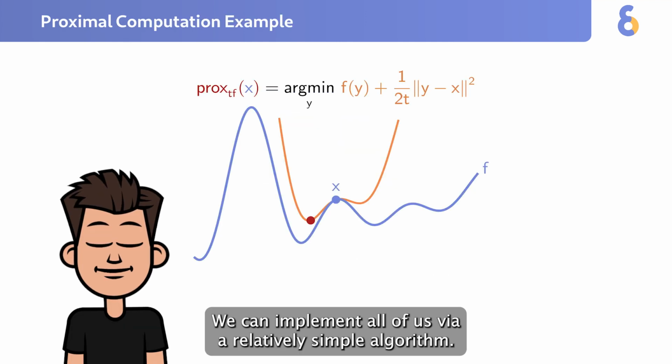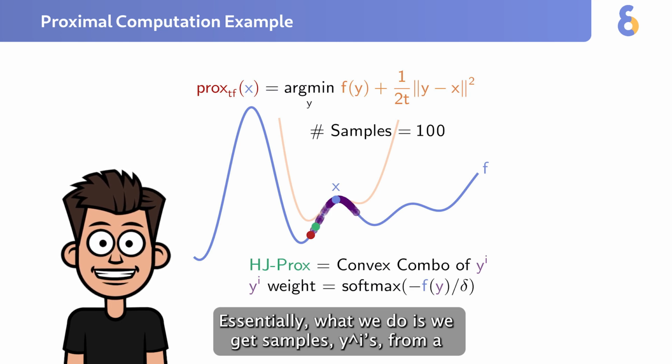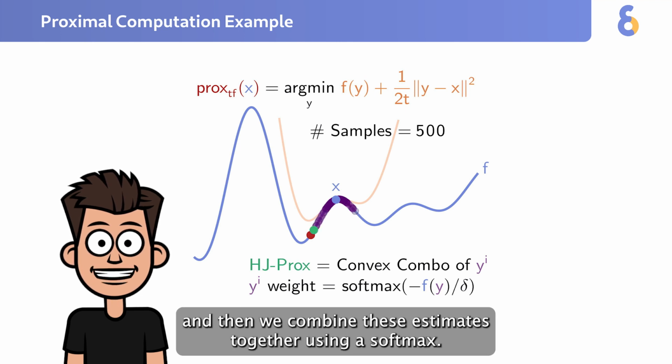We can implement all of this via a relatively simple algorithm. Essentially, what we do is we get samples y_i from a normal distribution, we evaluate the function value at those points, and then we combine these estimates together using a softmax.